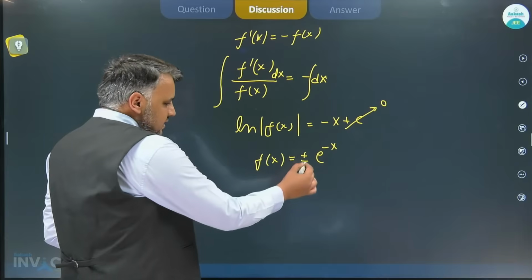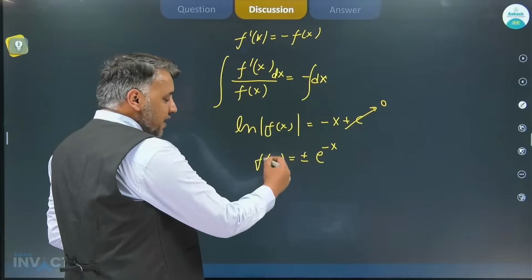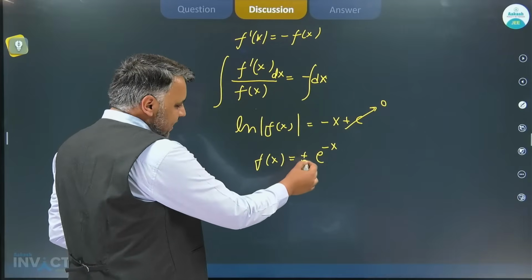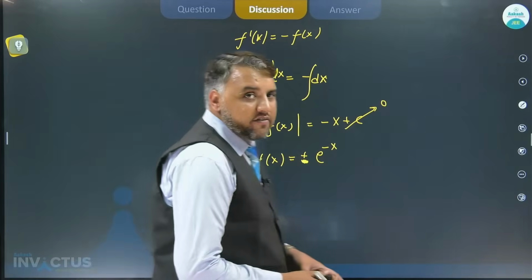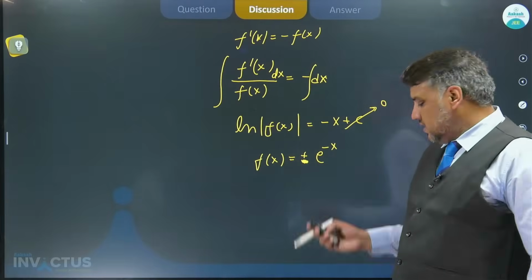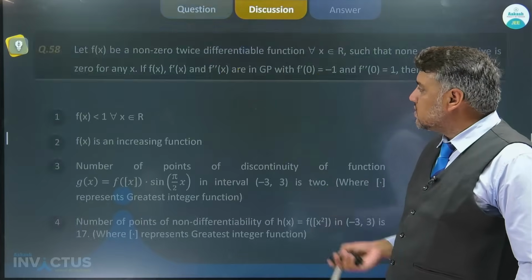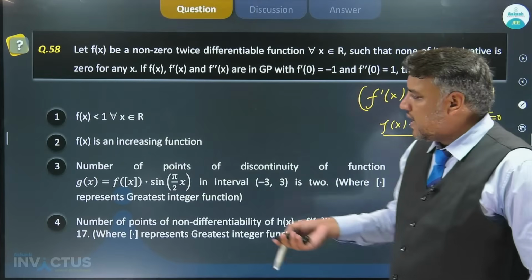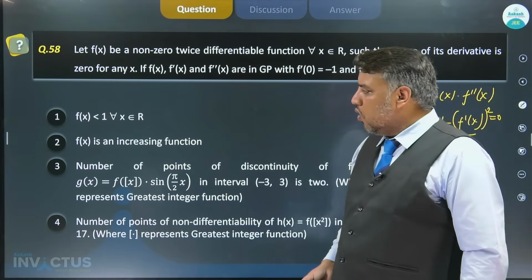So in that case, and f dash 0 is -1. So in that case, minus sign will be discarded. So fx is e power minus x. So based on this, there were some options like fx is smaller than 1 for all x belongs to R.